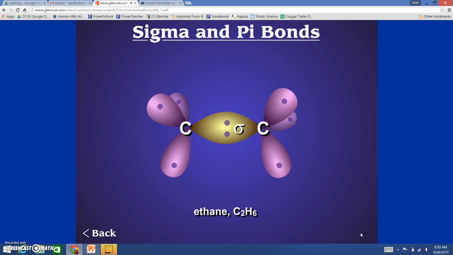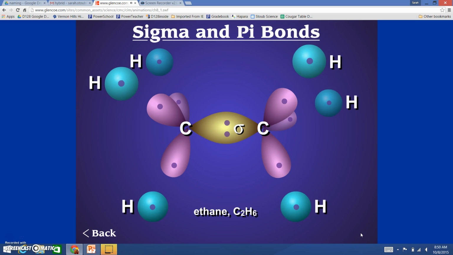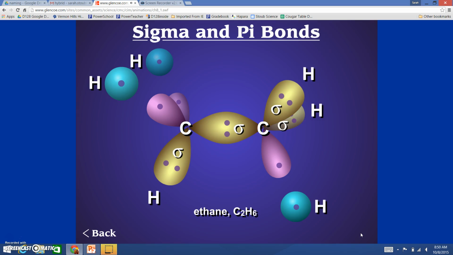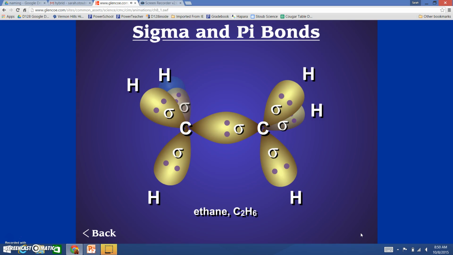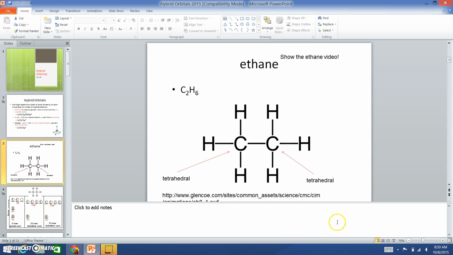We're also going to attach those hydrogens along the outside. Those are s-shaped, or spheres, and in order to make bonds there, all of those bubbles are going to overlap. So this is what your ethane molecule would look like. It's got all sigma bonds, and we'll cover that. Okay, so going back to here.